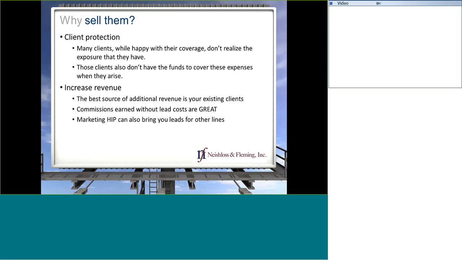And because of that lack of clarity or lack of understanding about their exposure, they additionally don't have the funds to cover that in the event of an inpatient hospital stay. So protecting your clients would be one reason to offer a HIP plan. But secondly is the increased revenue.